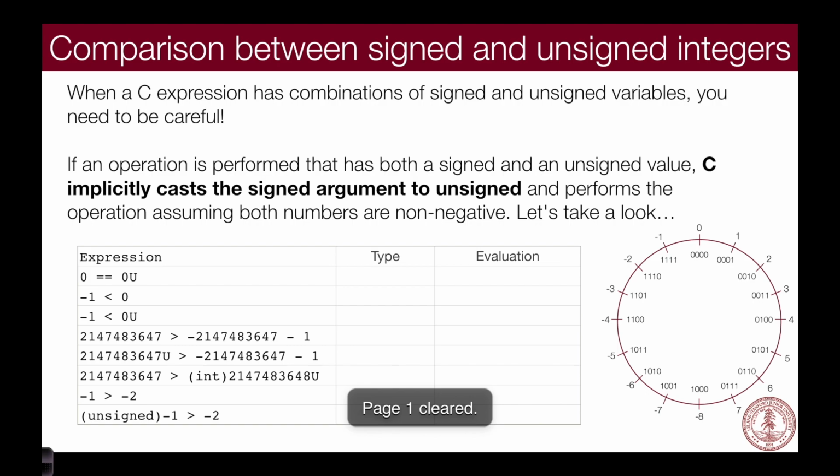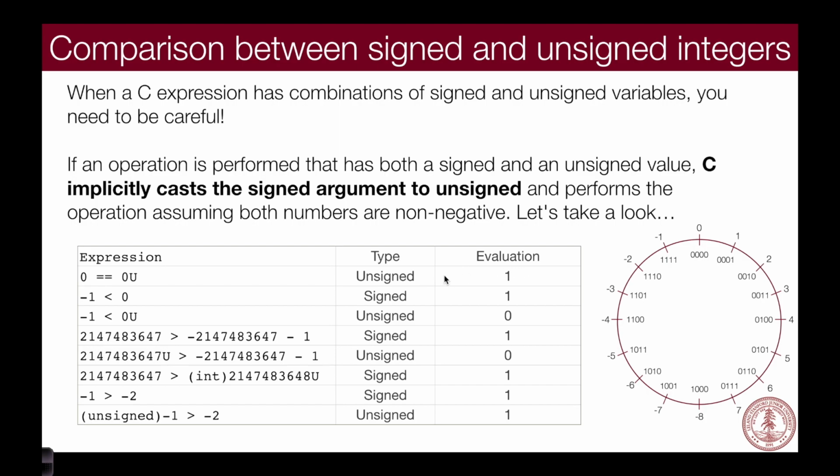Okay, let's actually go through some of these. All right, 0 equals 0u. Well, unsigned 0 indeed is equal to 0. It treats this as an unsigned number, because it treats both of them as unsigned. It does the comparison as unsigned, and it evaluates to true in this case. True is 1, 0 is false. So is 0 equal to 0u? True.